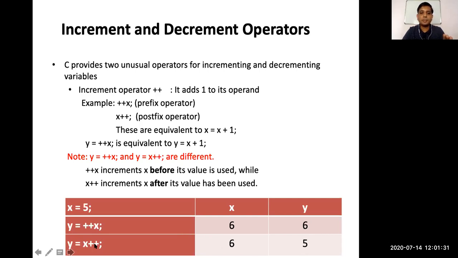Always remember that pre means before using the variable, you have to increment it. Post means first use the value and then after that increment or decrement it. So x plus plus increments x after its value has been used. So is everyone clear on this concept, pre and post?